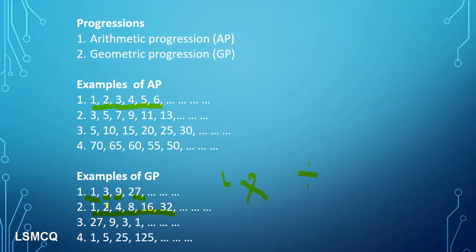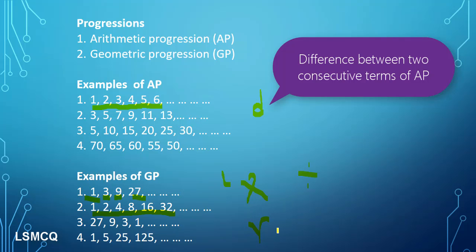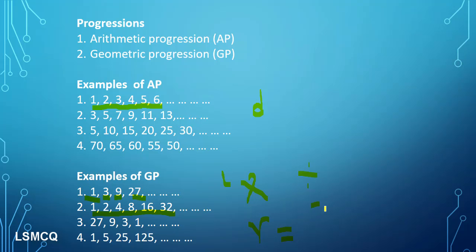In this one, we obtain the second number by multiplying by 2. So the common ratio is the second term divided by the first term. This is called the common difference, and R is called the common ratio. This is obtained by dividing the second term by the first term.